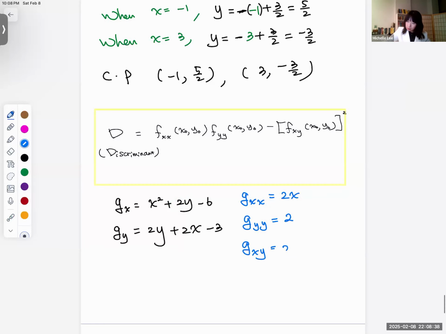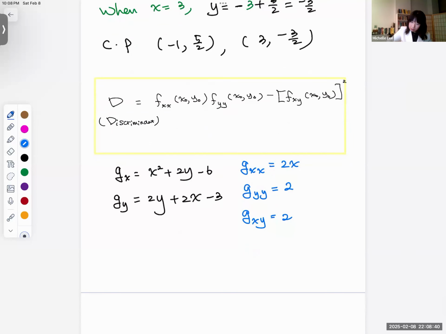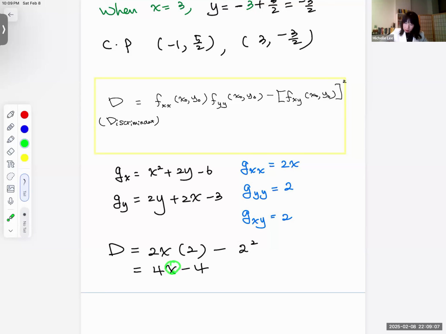Okay, now discriminant. We have 2x, then y, so 2 minus 2 squared then, yeah? Okay. We have 4x minus 4. Okay, so we have x. So x not, y not is the critical point, right?